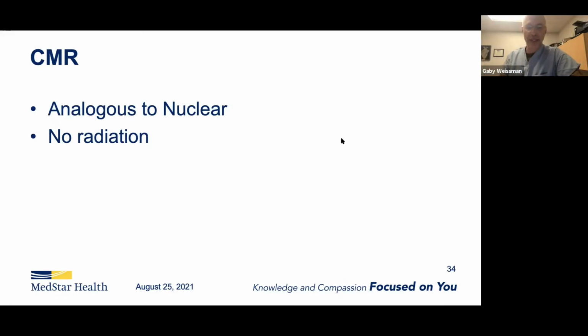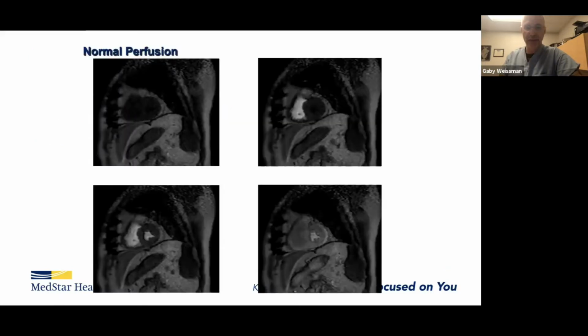What about CMR? Basically analogous to nuclear, but no radiation, uses magnetic fields. What we do there is, again, perfusion. No different than what I said before, but instead of using a radio tracer such as technetium or thallium, what we use is gadolinium, an MRI agent. So this is going to be your heart here. It's not well seen yet because we haven't given any contrast. You then give contrast. You can see it hit the right ventricle. It goes from the right ventricle into the left ventricle and from the left ventricle into the muscle.